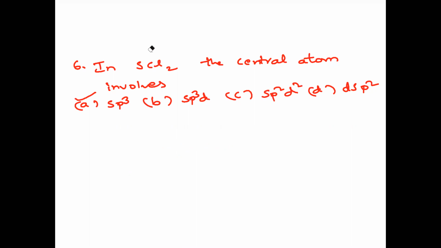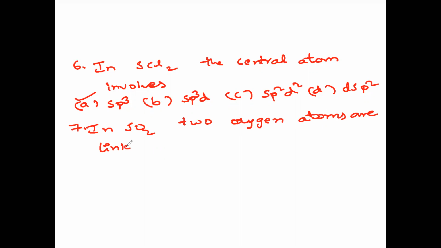Next, question number 7. These are all previous competitive questions. In SO2, sulfur dioxide, two oxygen atoms are linked to the sulfur atom by double bonds.